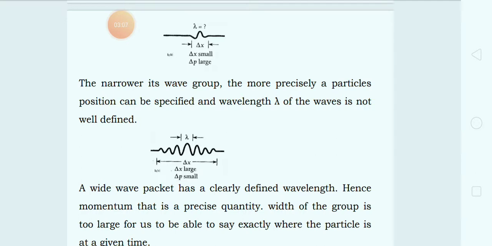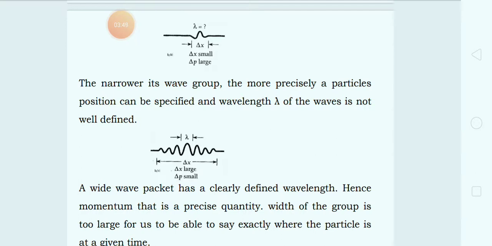But the wavelength of the waves in a narrow wave group is not well defined. Since lambda is equal to h by p, from the de Broglie hypothesis, the particle's momentum is not a precise quantity. Which means if the wave packet is narrow, we can determine the position of the particle accurately, whereas the wavelength of the particle is not defined. It's quite difficult to evaluate the momentum value there.